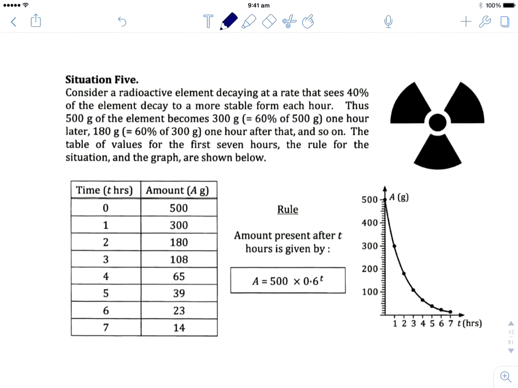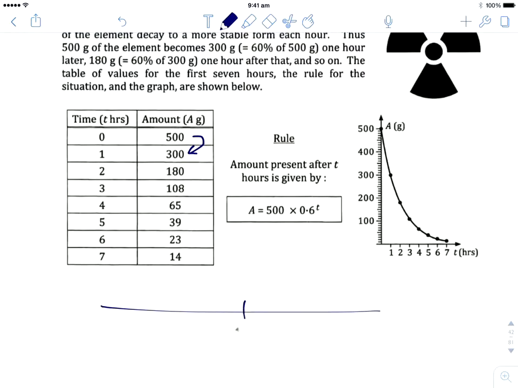Situation 5, again we're decreasing here. It's a radioactive element and it's decaying at the rate that sees 40% of the element decay to a more stable form each hour. So we're subtracting 40% off each time. In other words, we're multiplying by 0.6 each time to go from here to here. Remembering the scale, here's 100%. We're minusing off 40% every time. So this takes us down to working out 60% of the original each time, or timesing by 0.6.